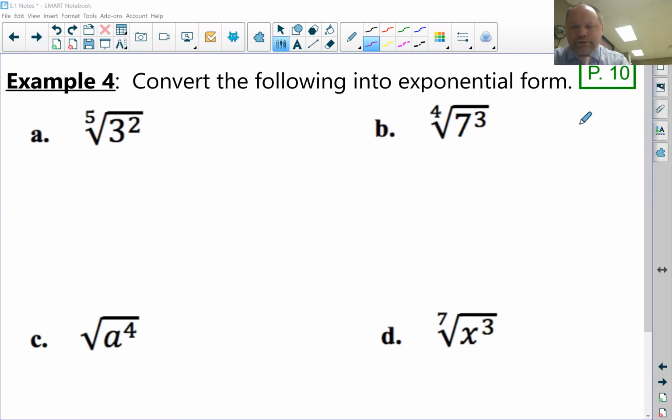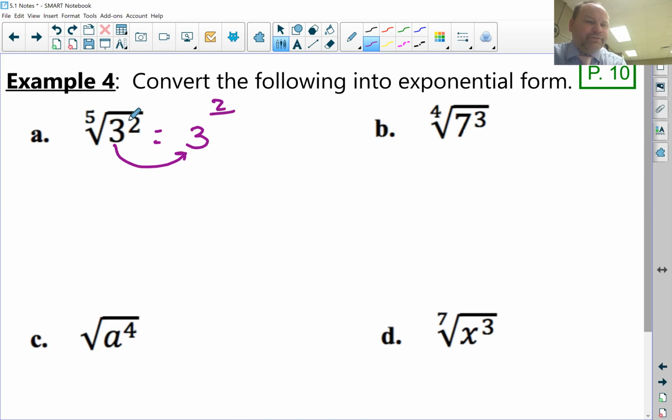All right. So convert the following to exponential form. So remember, if we have the root symbol, the radical symbol, that's radical form. Exponential form, we just have it with an exponent. So we're going to get 3. Our base is always going to be the base. The exponent goes in the numerator.